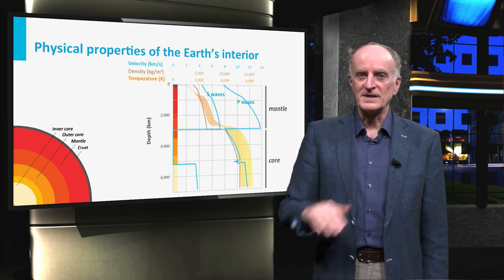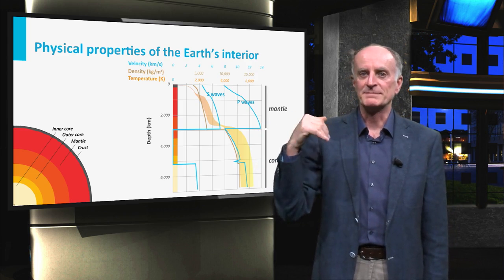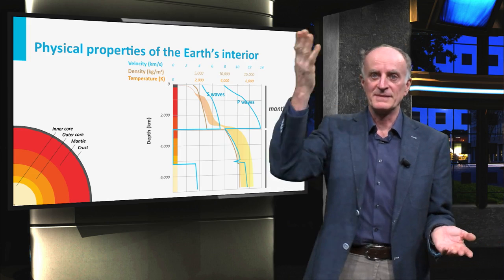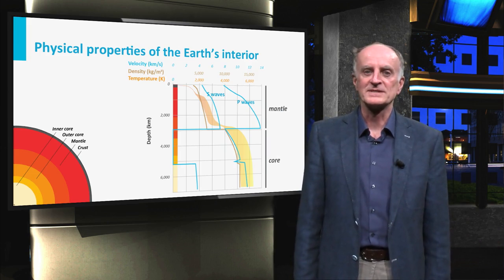The depth of 3,000 kilometers is a fundamental discontinuity in the Earth and forms the boundary between the core and the mantle. The two domains have different composition, physical properties, and behavior.